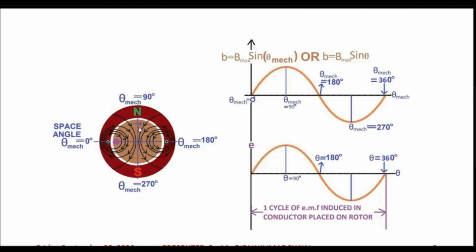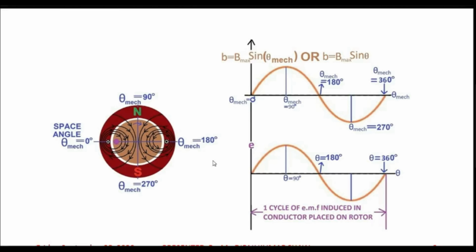So accordingly, you will have positive maximum at theta mechanical equals 90 degrees, and you will have negative maximum at theta mechanical equals 270 degrees. This is as per our convention. Or we can simply say that flux under the north pole is positive and flux under the south pole is negative. So the north pole will give a positive value of flux density and the south pole will give a negative value of magnetic flux density. Now you must have noticed that the induced EMF e in the single conductor has the same waveform as the waveform of the magnetic flux density.